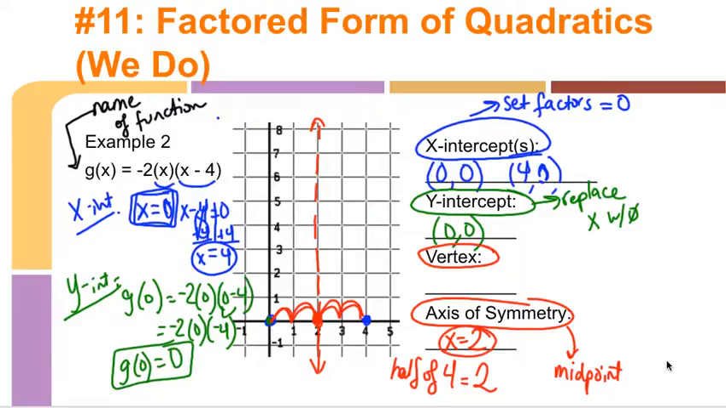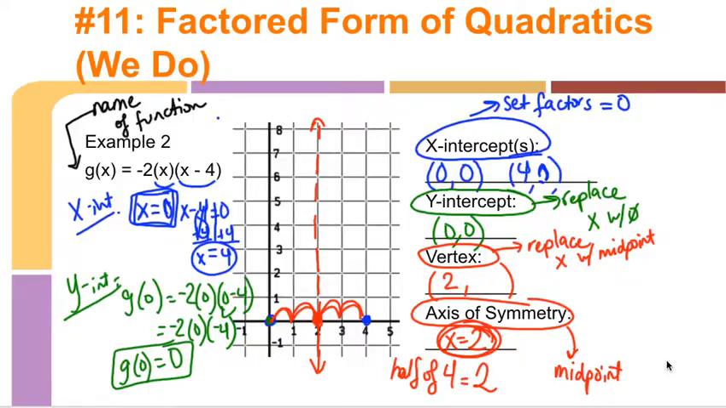So that also means that I know the x value of my vertex is going to be 2, and I still need to figure out the y value. So how do I figure out the y value? Replace x with the midpoint. And my midpoint in this case is 2.